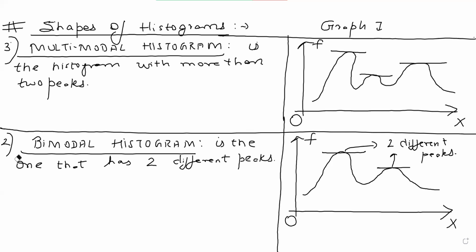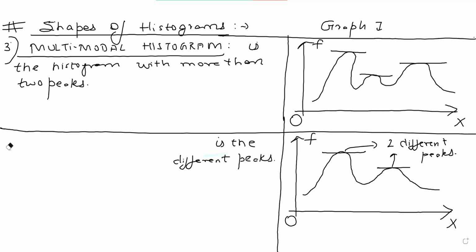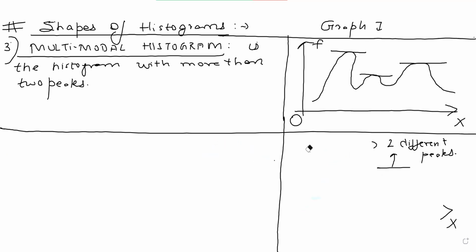Then, based on symmetry, I can also classify the histogram into the following type. If I erase this point off, the fourth point is symmetric histogram.